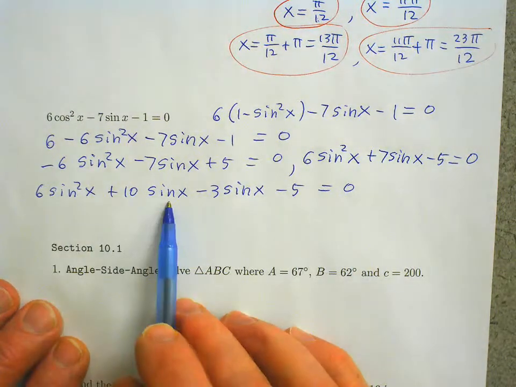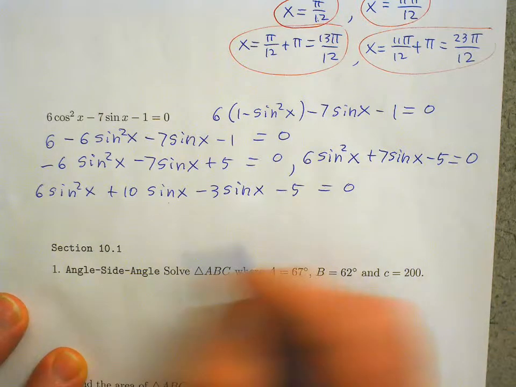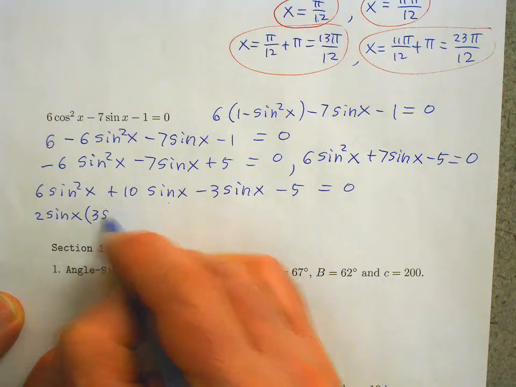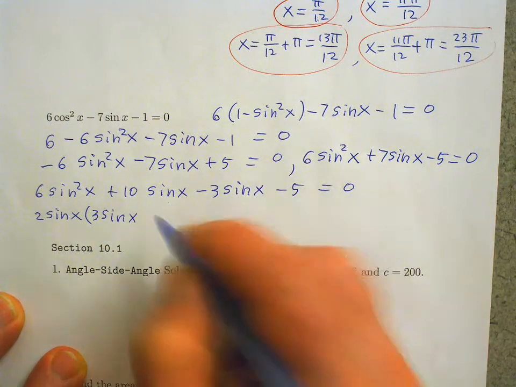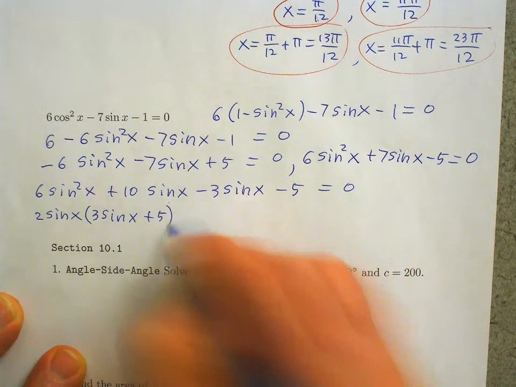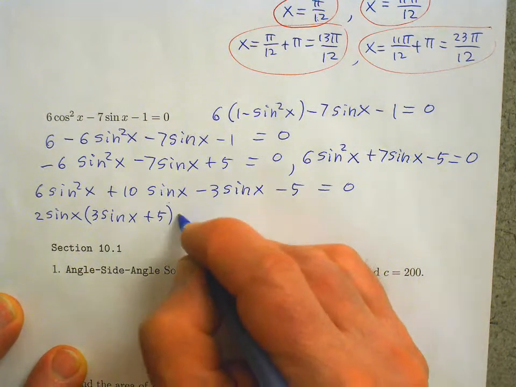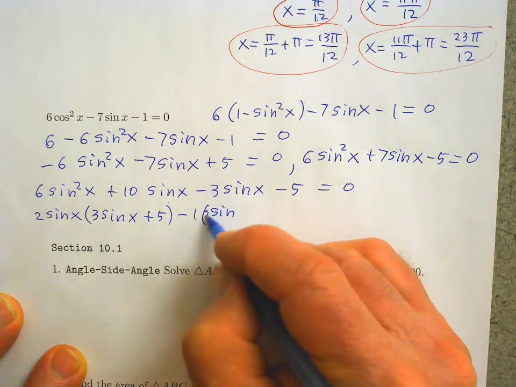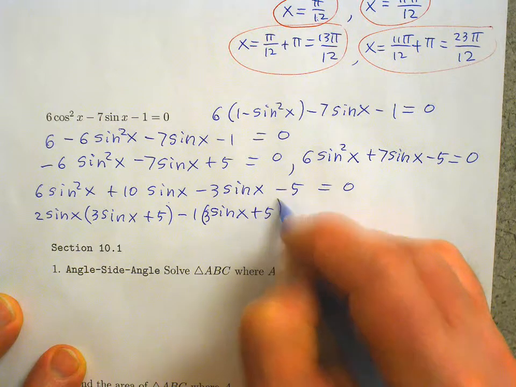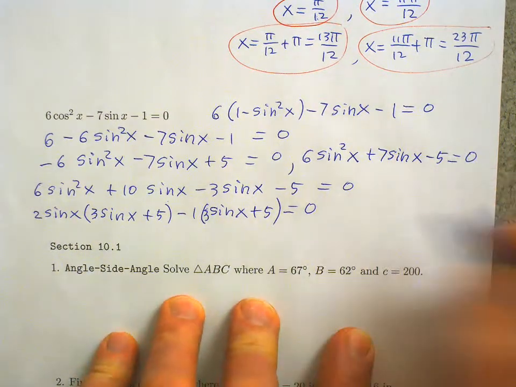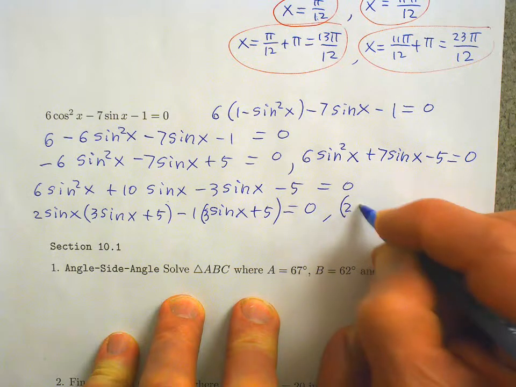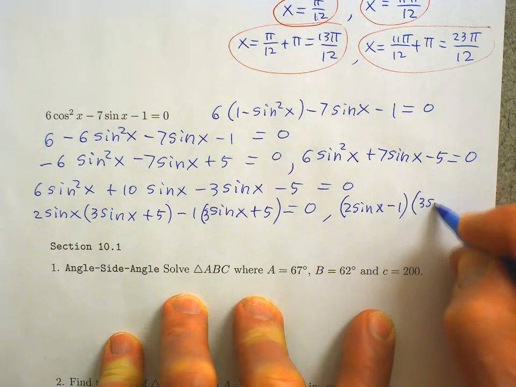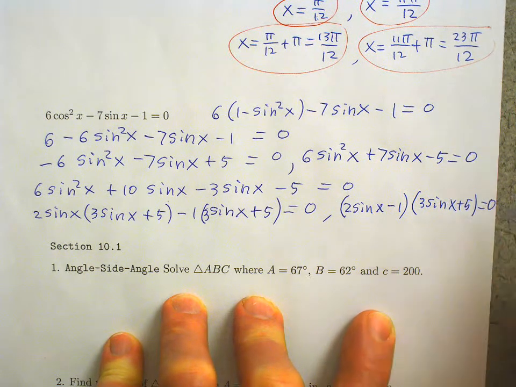Out of the first two terms, we can factor out 2 sine of x to get inside the parentheses 3 times sine of x plus 5, and then out of the third and fourth terms, factor out negative 1. So we get 3 times sine of x plus 5. And then finally, 2 times sine of x minus 1 times 3 sine of x plus 5 equals 0.